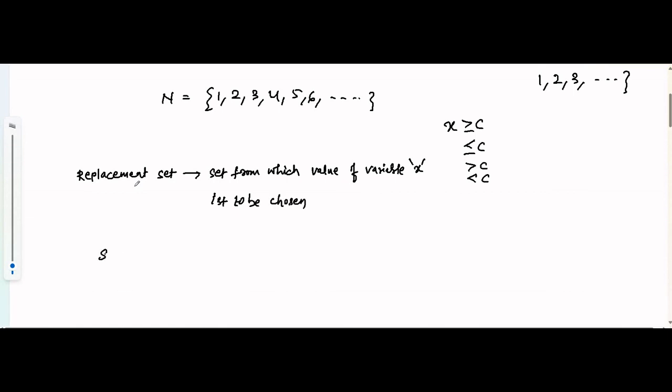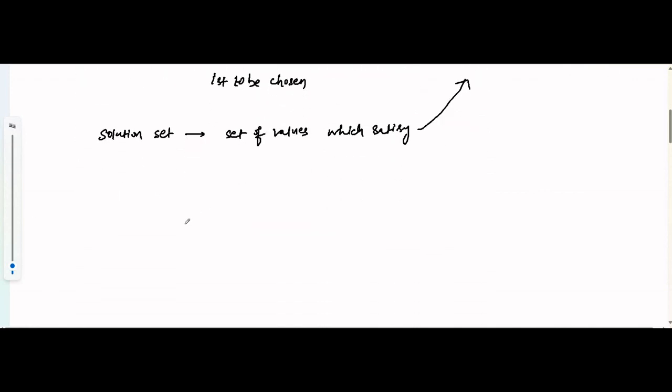The solution set is the set of values which satisfy this relationship. For example, let's say we got the final relationship as x lesser than 3. This is the final solution which we got, in the form of a relationship.